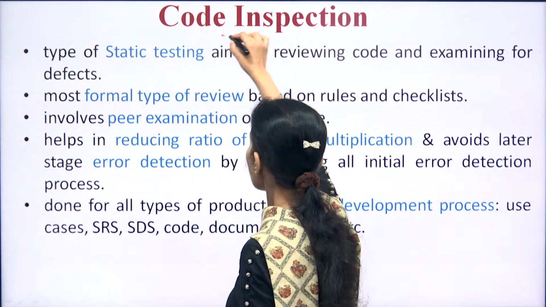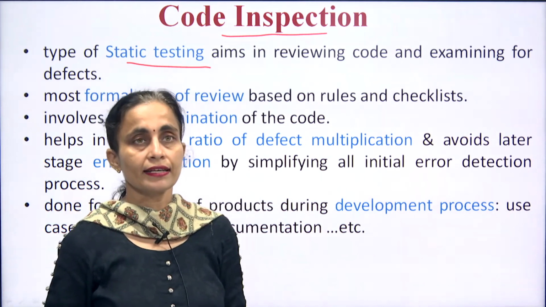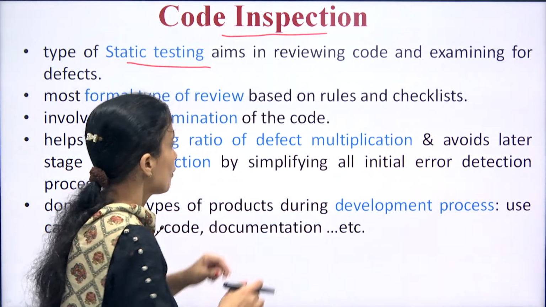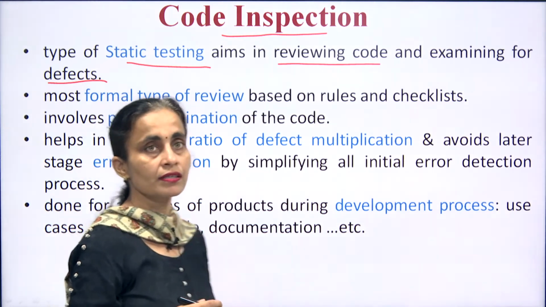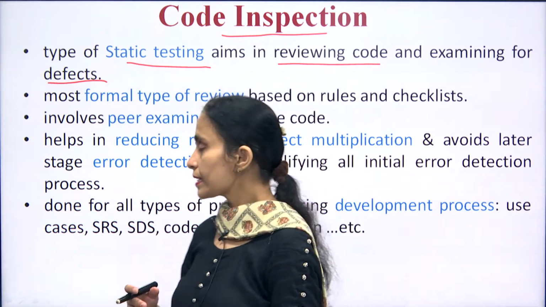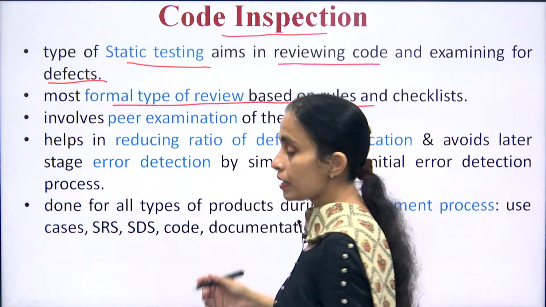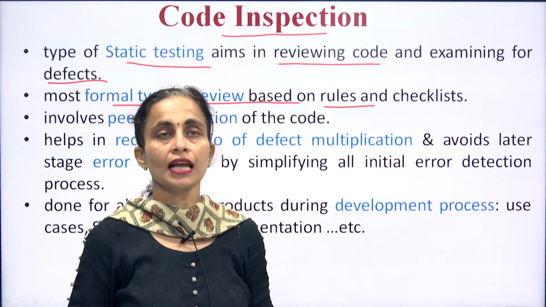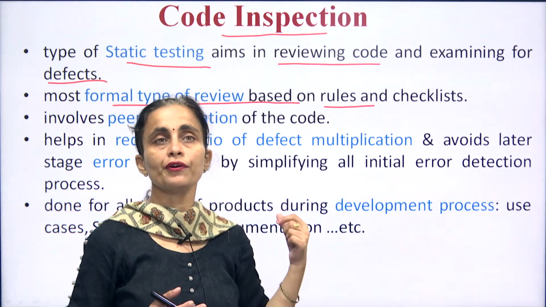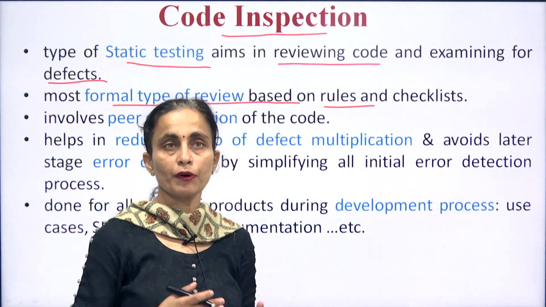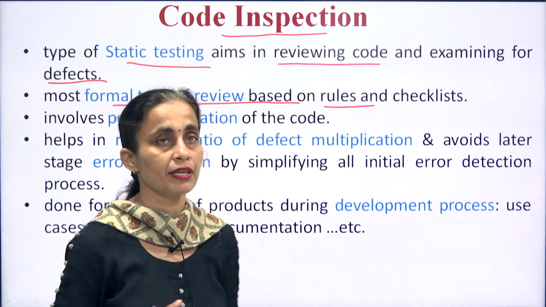Code inspection technique is defined as a kind of static testing. The aim of doing this static testing is to review the code and examine it for further defects. If defects are found, correct them. We can say code inspection is a formal type of review that is based on some defined rules and checklists. In the last lecture we discussed there are 5 to 6 methods for doing these reviews. One of them is the formal type of review, that is our code inspection technique. This method involves the peer examination of the code.